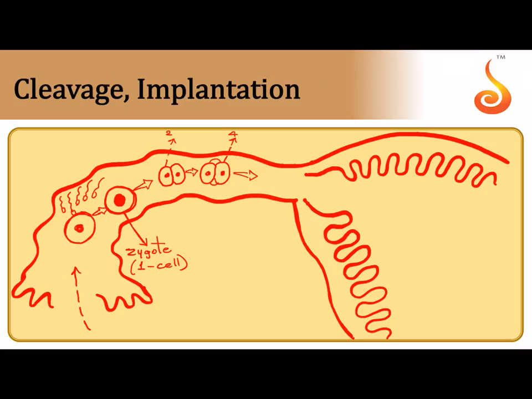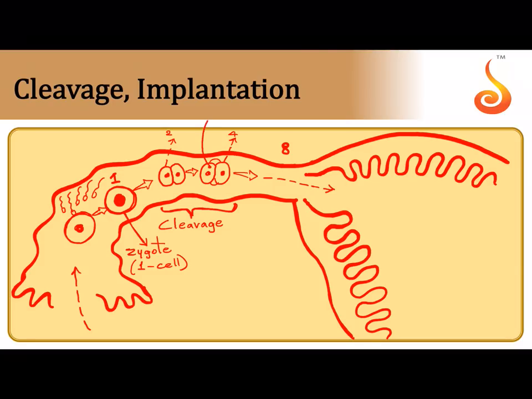And then it becomes an embryo with 8 cells as it further progresses, and by the time it has reached into the uterus, the embryo has reached into the uterus. Now this process where there is repeated mitotic divisions, the cells increase in their number. 1 becomes 2, and 2 becomes 4, and 4 becomes 8, and so on and so forth. This process is called cleavage.